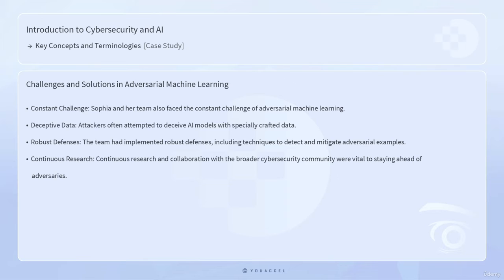Attackers often attempted to deceive AI models with specially crafted data. This led to a crucial question. What steps can be taken to defend AI systems against adversarial attacks? The team had implemented robust defenses, including techniques to detect and mitigate adversarial examples. Continuous research and collaboration with the broader cybersecurity community were vital to staying ahead of adversaries.